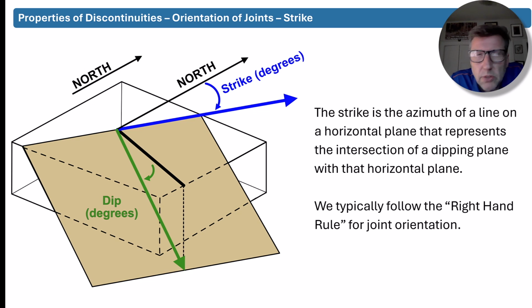Now, here's where a little bit of confusion comes in. Since the strike is a line, it can point in either direction. This can cause considerable confusion. To remedy this, we use something called the right-hand rule, which states when looking along the strike, the plane must dip to the right. To remove the confusion of strike and right-hand dip rule, we often use what's known as the dip direction.